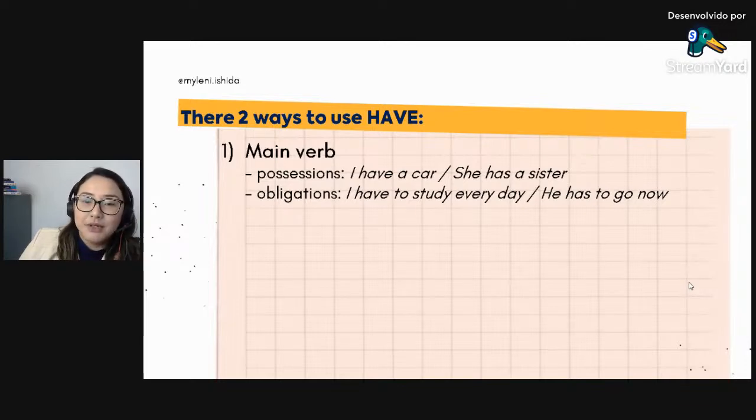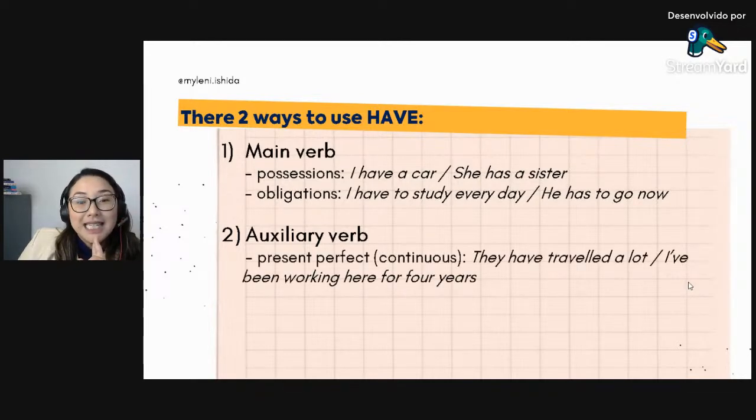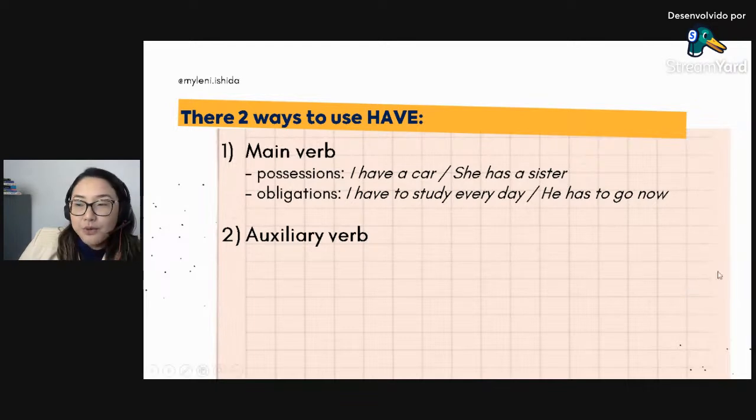Okay? The next one is when we have obligations. I have to study every day. I have to work. So the second way is when I have an auxiliary verb. In this case, for example, take a look what I have. After the possession, I have something. Look, I have a car, a sister, to study, to go.